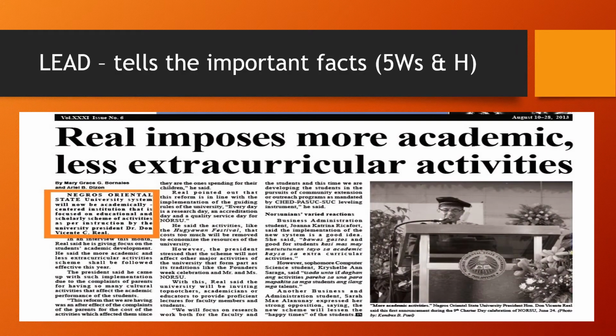So next is the lead. It tells the important facts, the 5 W's and H. As you can see, the lead can be found in the first paragraph. In order to write the lead, you must identify the main point of your story before you write it. A good journalist always asks, so what? What is this about? Or what's my point when considering gathered information?